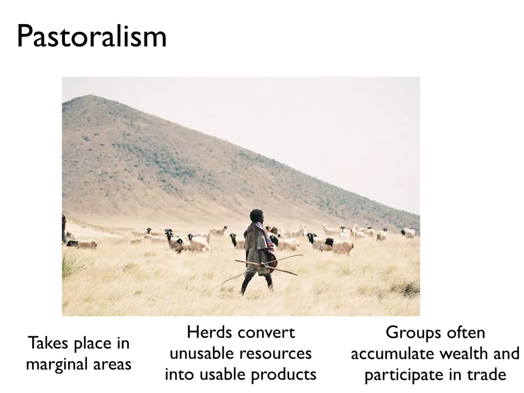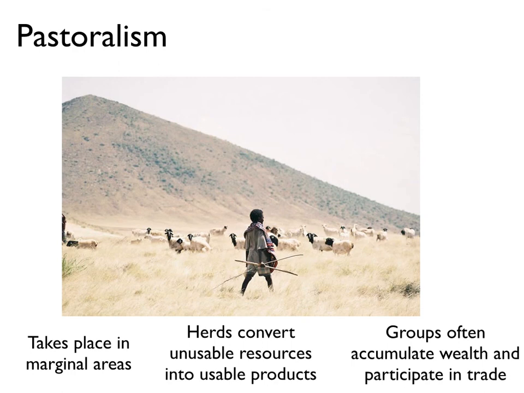3 points of pastoralism. Pastoralism also tends to take place in marginal areas, and that's because these herds can convert unusable resources like grass into usable animal products like meat and milk and wool and dung. And these marginal areas may be able to support enough grass for these animals to live on, even though they wouldn't support crops. And groups will often convert these animal products into sometimes considerable accumulated wealth.